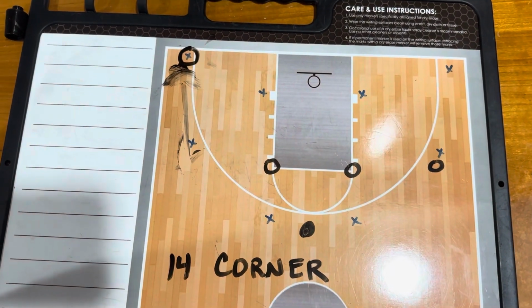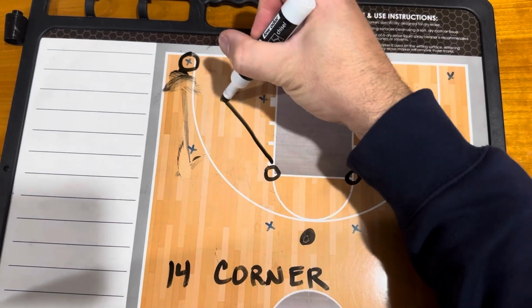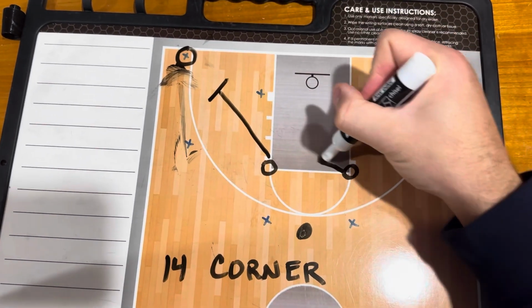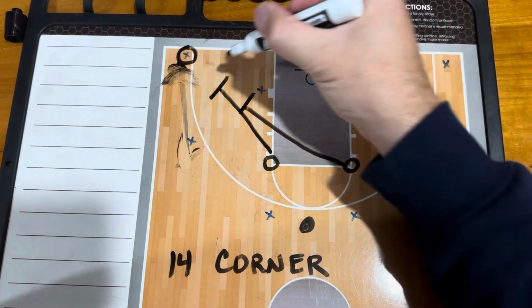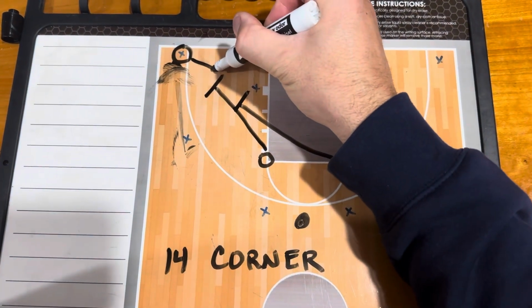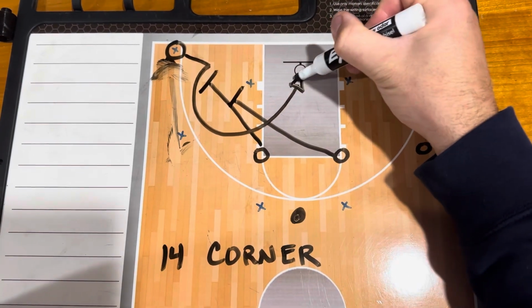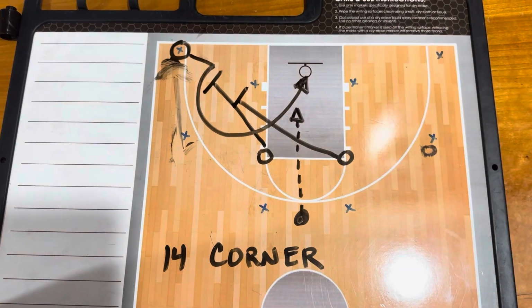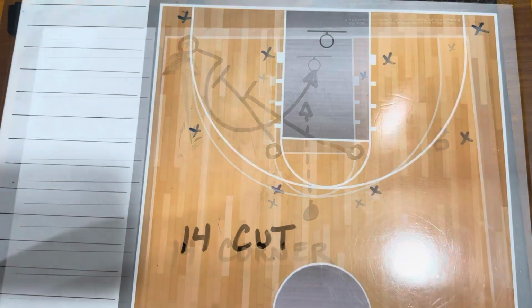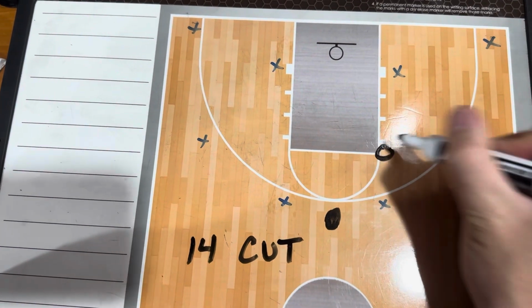Okay. When that happens, our 2 middle people are going to come down to set a screen for the corner player. Corner player then comes off of the screens, cutting to the hoop, looking for this pass for a layup.